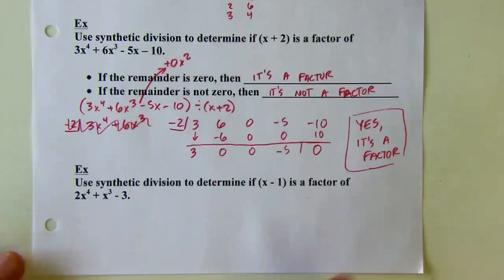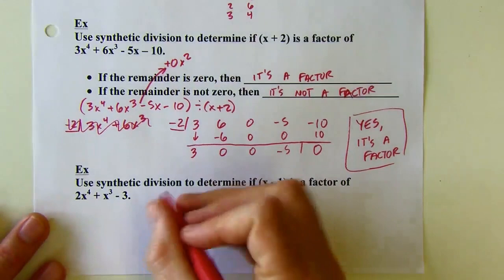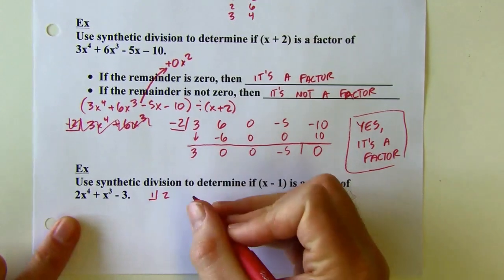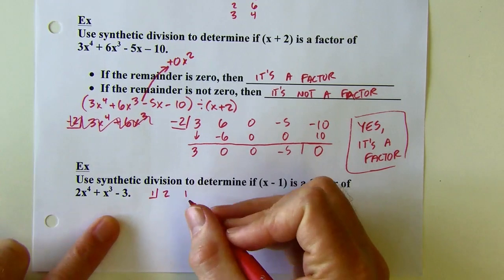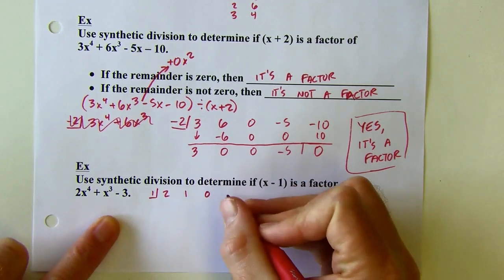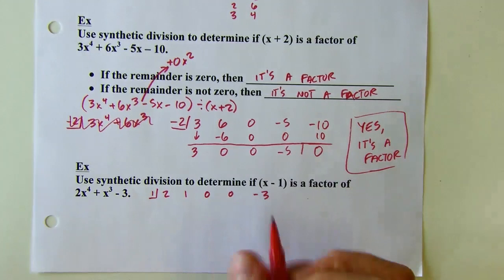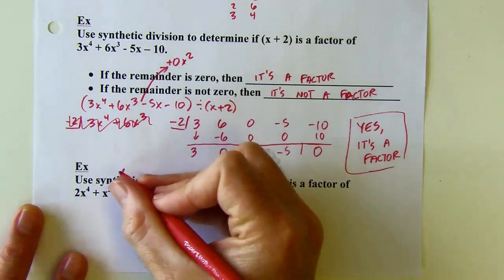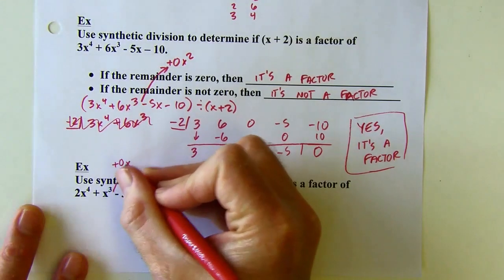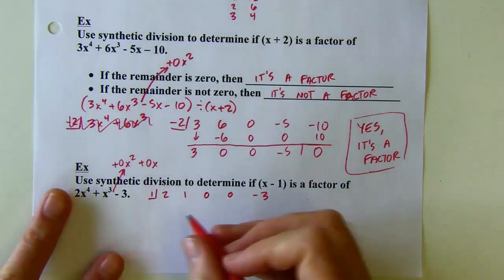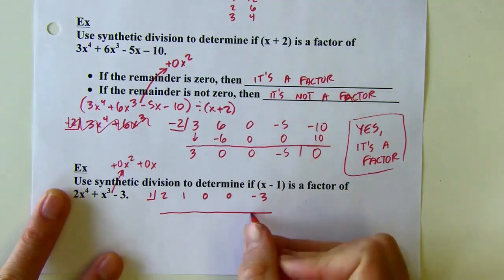Okay? I'm going to do synthetic division again. So I'm putting a 1 in that box. So starting out with 2, then I've got 1x to the 3rd. There's no x squared term, so 0x squared plus 0x minus 3. Okay? So I've got the 2 zeros in there to represent plus 0x squared plus 0x. Okay. All right. So let's see if we get a zero remainder.